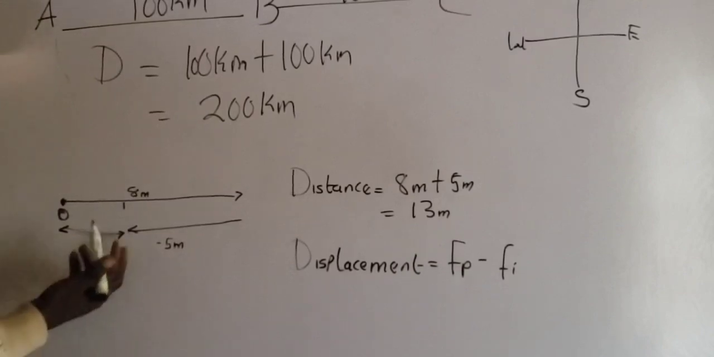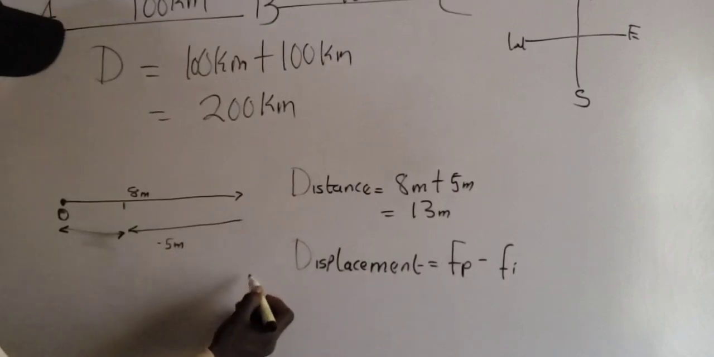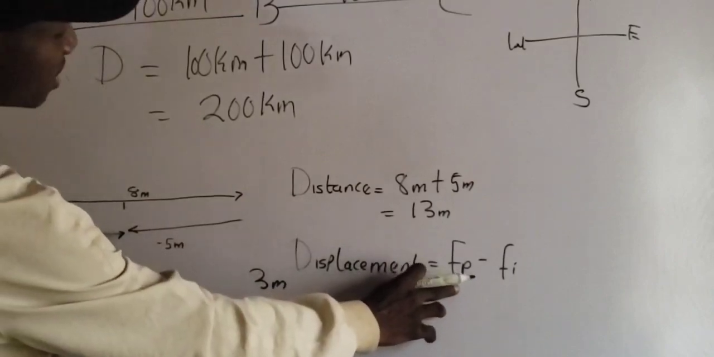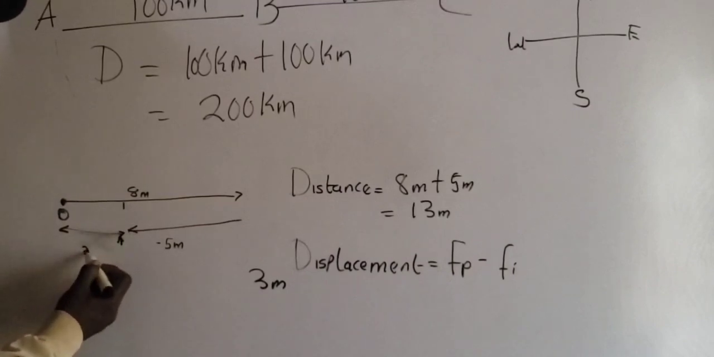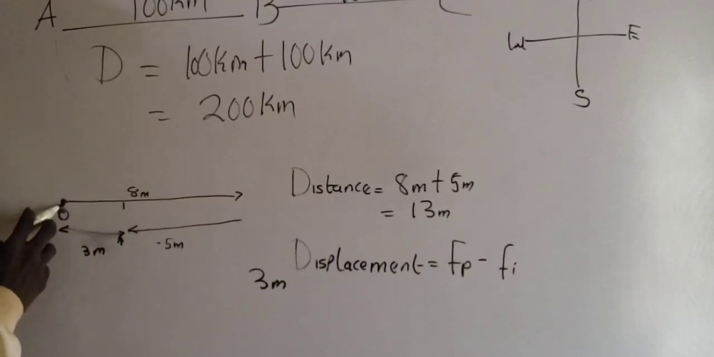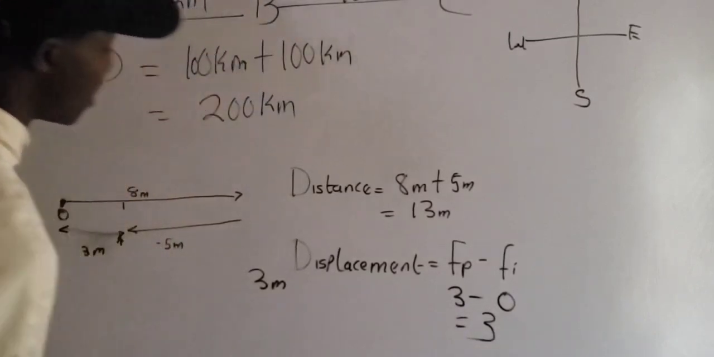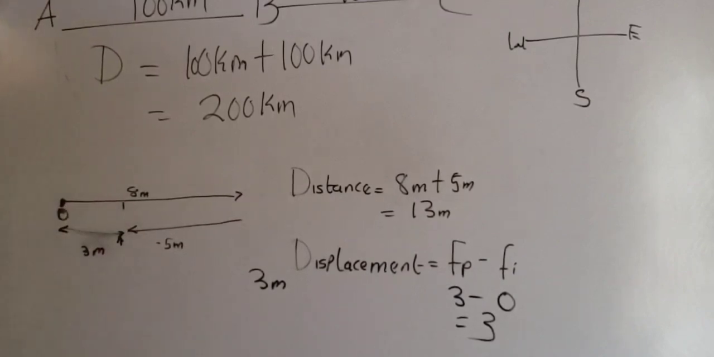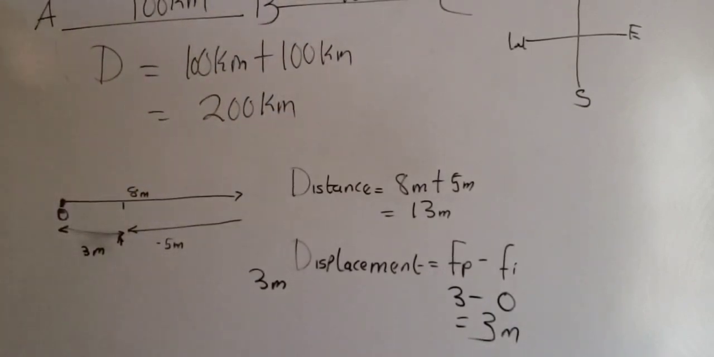So in order to calculate the displacement, that will be 8 meters minus 5 meters, which is 3 meters. So the displacement is calculated as the final position of the boy, which is 3 meters, minus the initial position of the boy, that is 0. So 3 minus 0 is equal to 3. And you can do it otherwise: just subtract 5 meters from 8 meters and you get the displacement of the boy. So the displacement tells us the shortest distance traveled by the object.